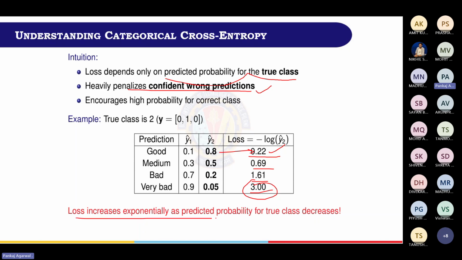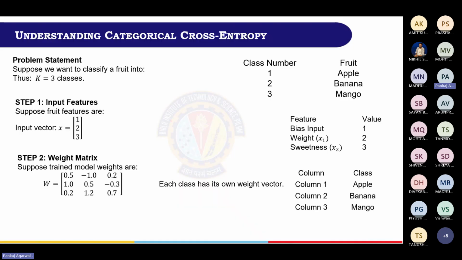Loss increases exponentially as the predicted probability for the true class decreases. You can take this particular example. It always gives you more confidence. Suppose I have three classes, for example. I can represent the input features like this, and these are some of the values that I have taken just for understanding. And these are randomly taken weights, for example. I told you each of these columns of the weights would represent each of my three classes.